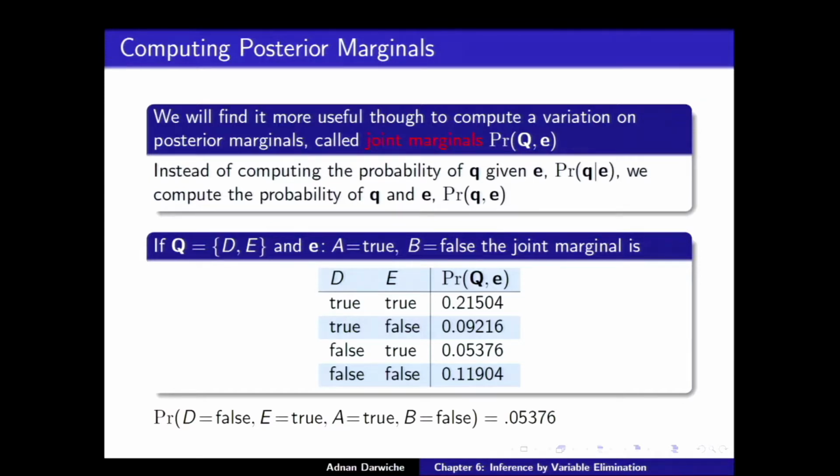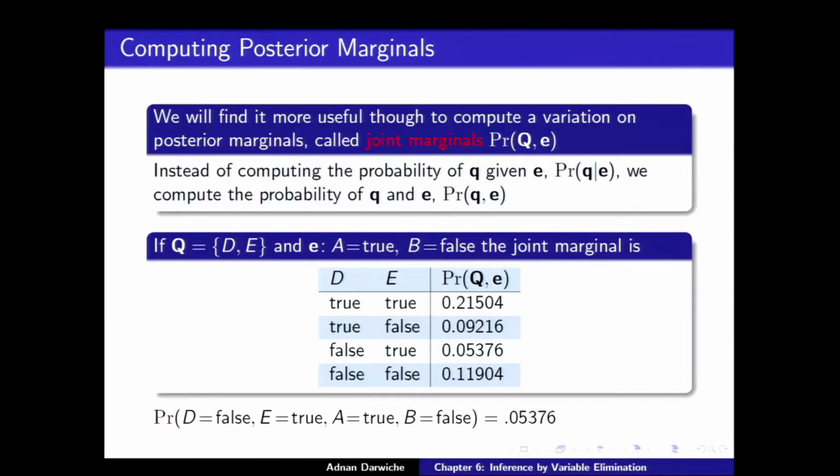The claim is this guy has more information than the previous guy. Think about it. How is that the case? The joint marginal has more information than the conditional, which means I can give you the other guy from this, but I can give you even more. Someone said probability of evidence.